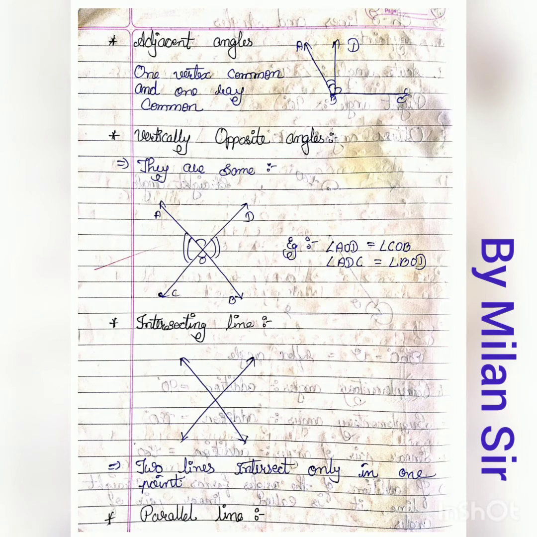After that, adjacent angles. For adjacent angles we have some conditions. One vertex common, one ray common, and the third condition: the non-common arms are on either side of the common arm. Total three conditions are there for adjacent angles.